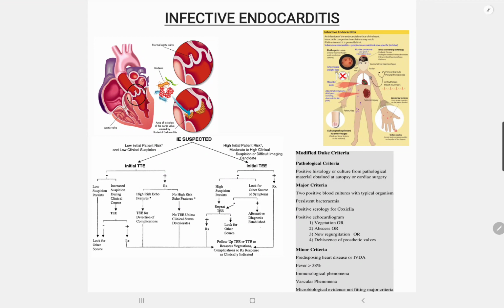If there is a high initial patient risk, moderate to high clinical suspicion, or a difficult imaging candidate, we initiate transesophageal echocardiography straight away. And if it is positive, then we have to follow up with transesophageal echocardiography or transthoracic echocardiography to reassess vegetations as well as complications and treatment response as clinically indicated.